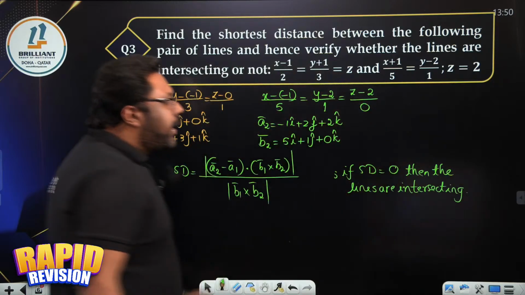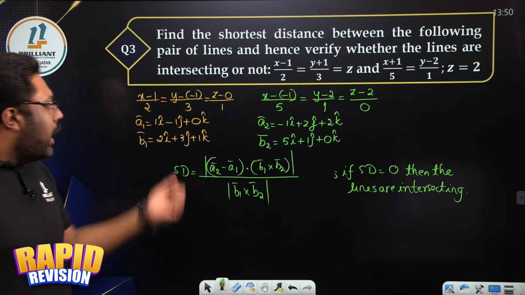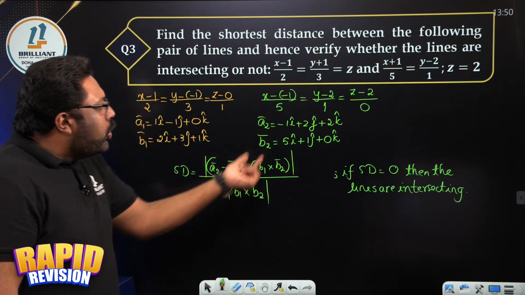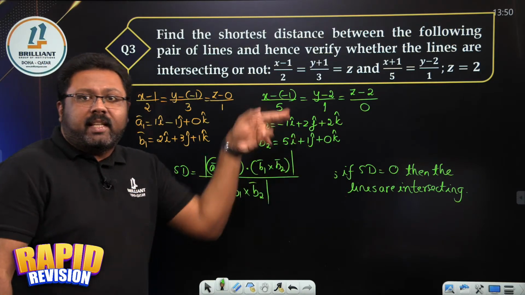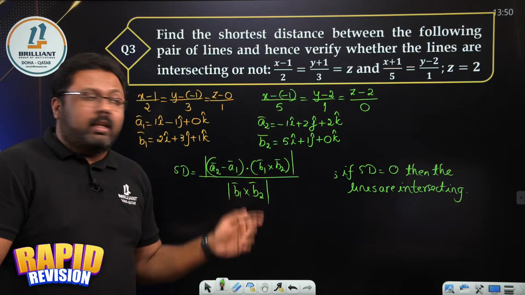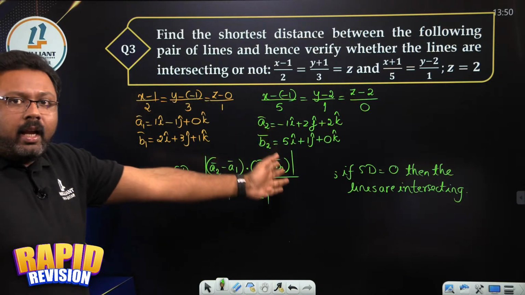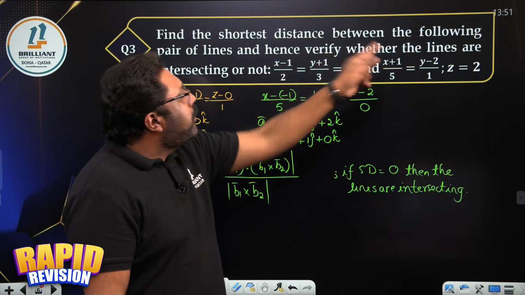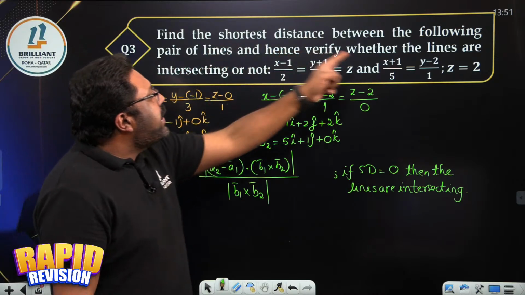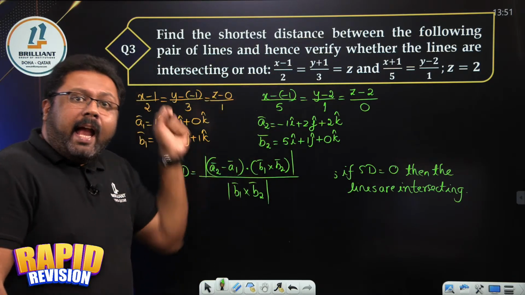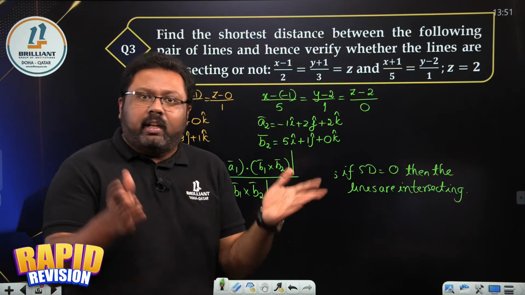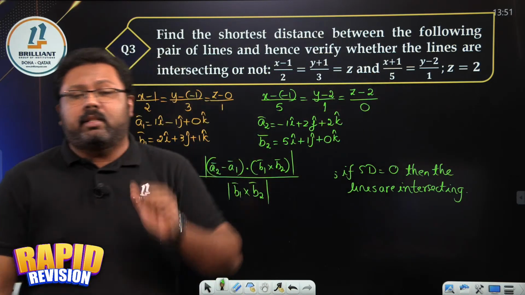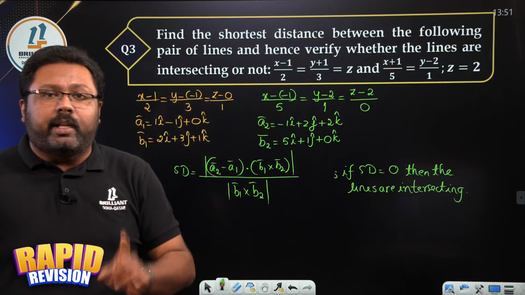This could be a very good 3-mark question. The question could be for 3 marks, but we are not expecting a 3-mark question. I'm going to add one more concept to this in the next question. At that time you will understand. I'm not sure of the next question, but anyway one question is coming like that: find the shortest distance between two lines and verify whether the lines are intersecting or not, and if they are intersecting, find the point of intersection. 5-mark question, my dear students, very important.